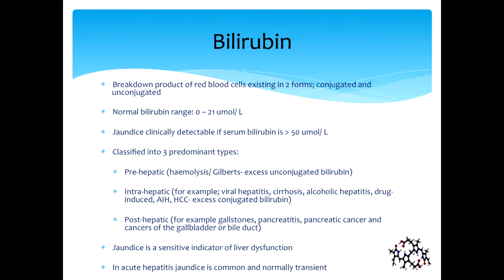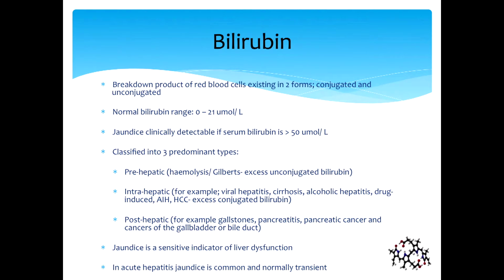You get three types of jaundice. So you'll have prehepatic, which can be caused by hemolysis. Gilbert's is a benign liver condition which causes excess unconjugated bilirubin. Intrahepatic, which, for example, is caused by things like viral hepatitis, when you have cirrhosis, alcoholic hepatitis, drugs, hepatocellular carcinoma, and also posthepatic jaundice, where you've got things like gallstones, pancreatitis, pancreatic cancer, etc.